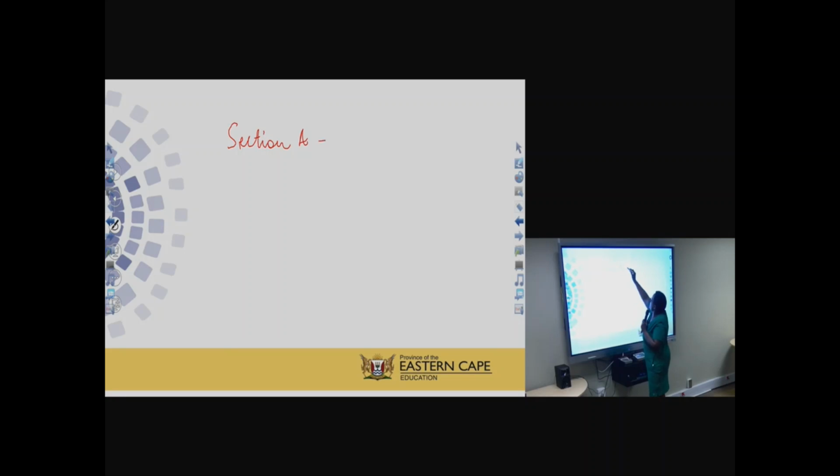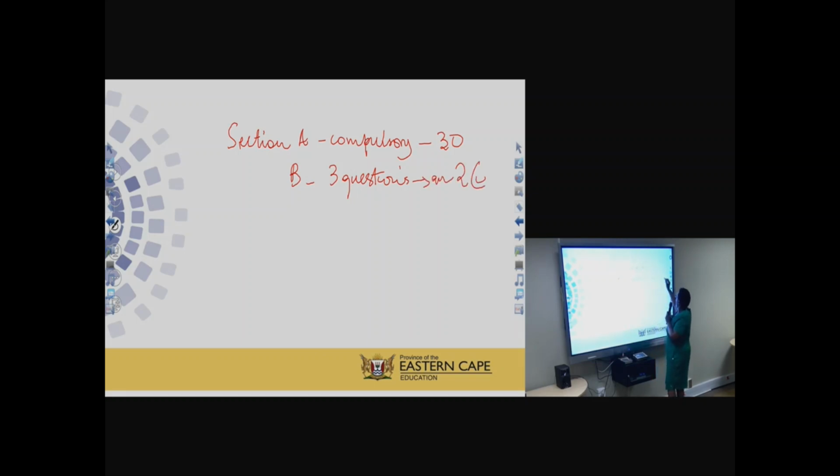Section A is compulsory. That is paper 1. Compulsory will have 30 marks. Then you will have section B. With section B, you will be given 3 questions. In those 3 questions, you are required to answer only 2. And these 2 are at 40 each.